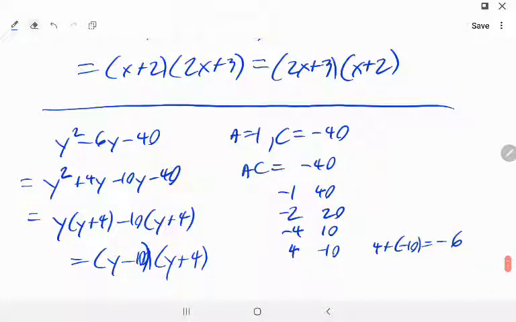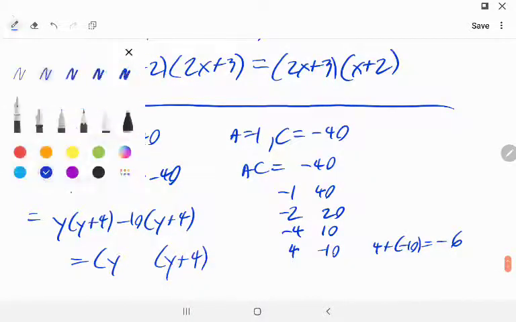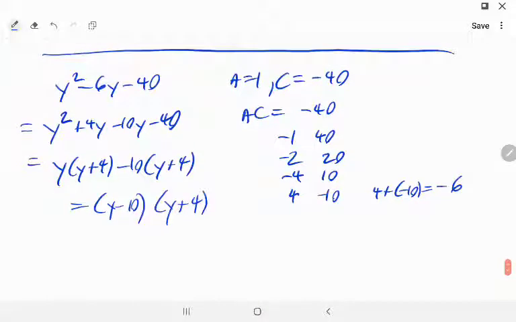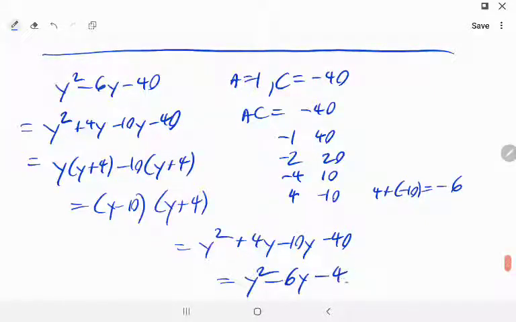Let's make sure that's written correctly. Y plus 10, the quantity y plus 10 times the quantity y plus 4. Notice y minus 10. Always be careful not to randomly change signs. And you notice we can always verify by multiplying. If we multiply it back out, we would get y squared plus 4y minus 10y minus 40, which equals y squared minus 6y minus 40.